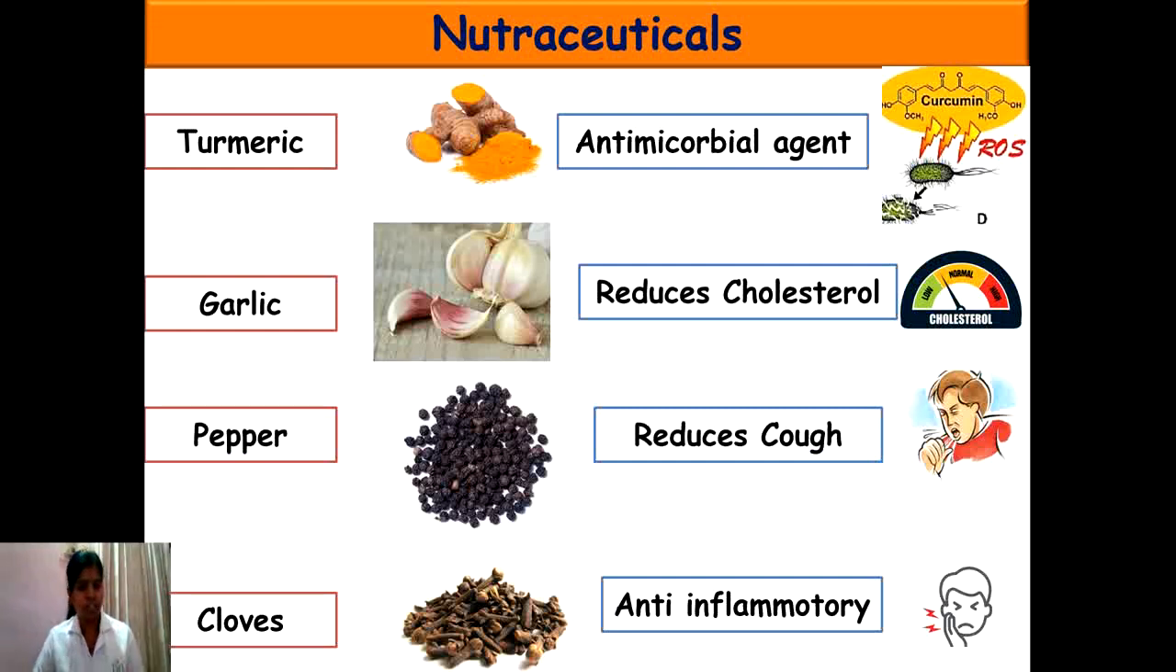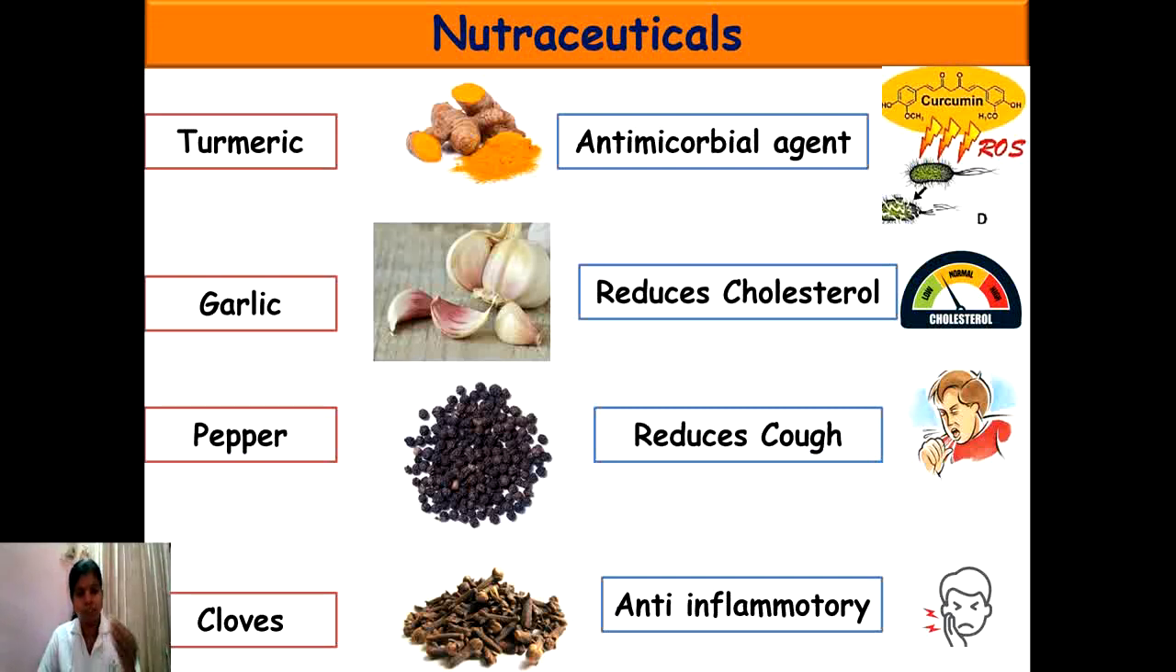Whatever we cook, vegetarian or non-vegetarian food, we will definitely add turmeric because it is an antimicrobial agent. We use garlic in most preparations because it reduces cholesterol, and to reduce cough we generally take pepper. If you have any tooth pain, we use cloves to cure that pain. So we can say cloves is an anti-inflammatory agent.